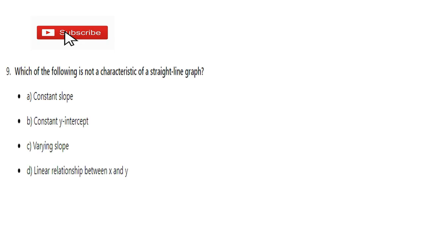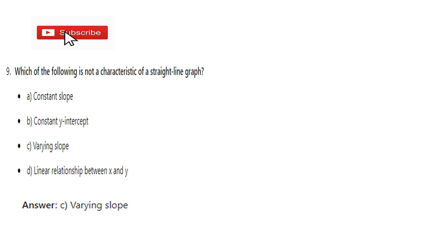The next question here says, which of the following is not a characteristic of a straight line graph? A. Constant slope. B. Constant y-intercept. C. Varying slope. D. Linear relationship between x and y. The correct option is C.